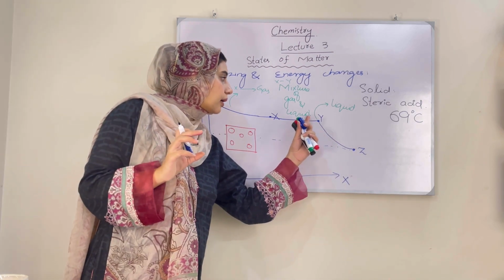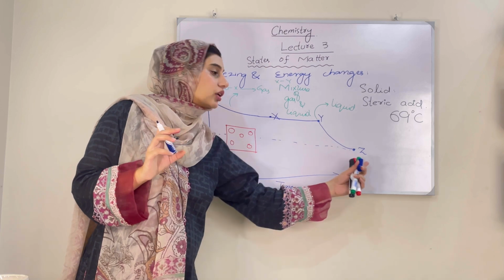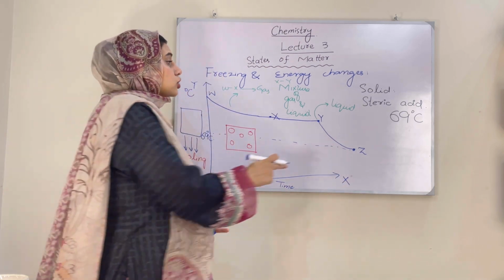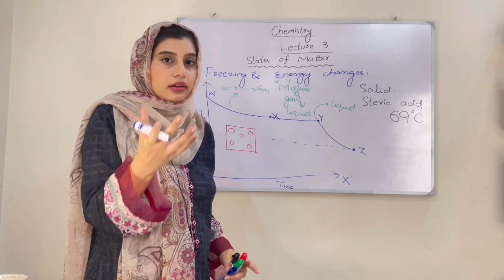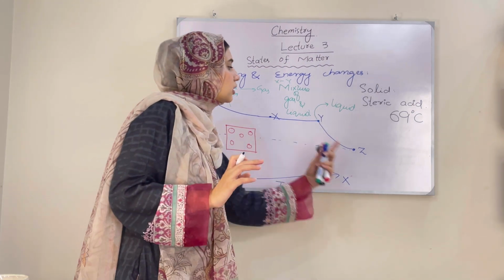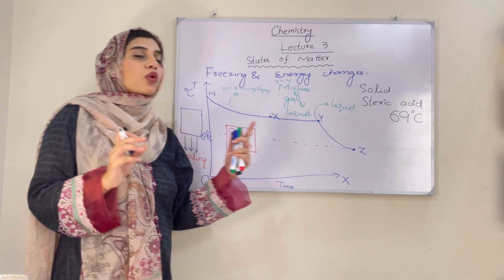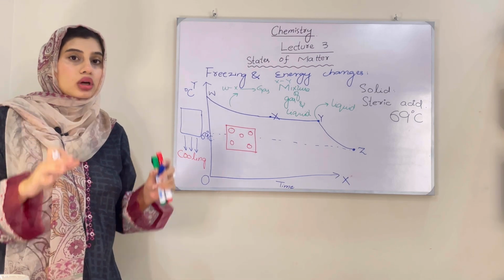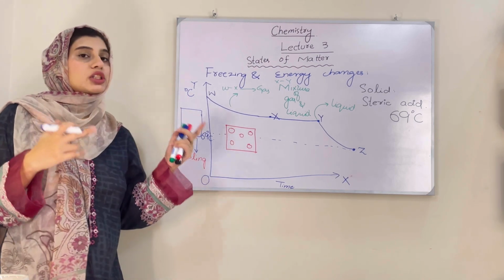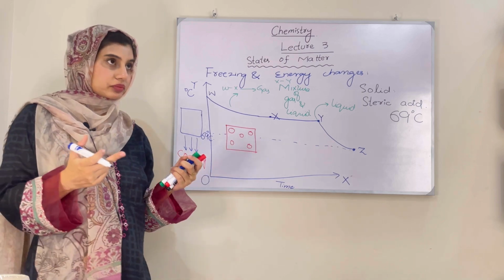At point Y, the liquid has started converting into a solid. So from point Y to Z, the liquid and solid are both present between these two points, and Z is the point where all of the liquid has converted into solid. So this is the reverse process of melting.